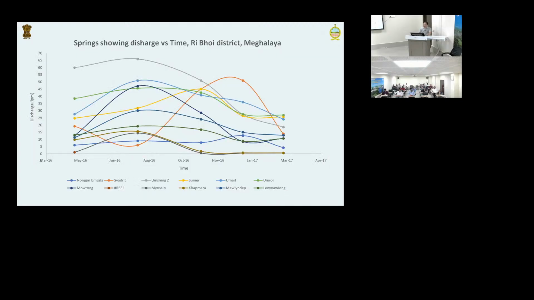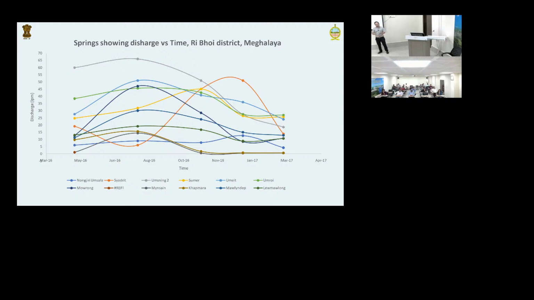So this is just during 2016-17, during our NECM studies. In just 1 year we monitored around 16 springs. I have plotted them, and each shows a different variation of spring discharge, right? From this, I think yesterday Sir has already explained how we can interpret the spring hydrograph.